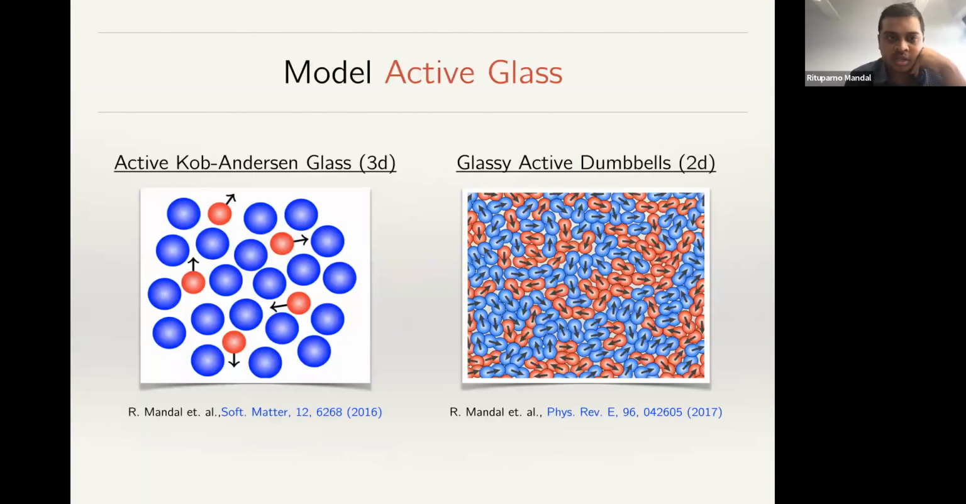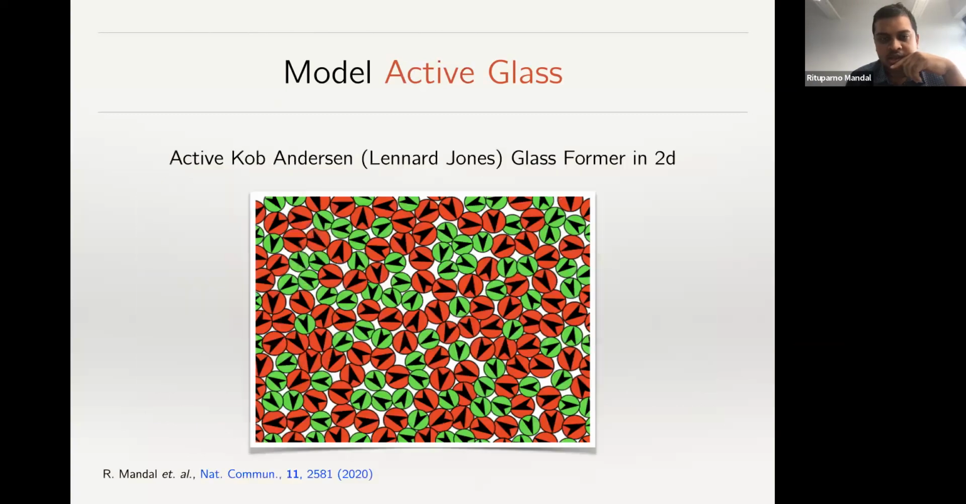So I started working on them, where I started to look at a 3D glass former known as Kob-Andersen glass and included activity in some of the particles. And I also looked at an assembly of dumbbells, but for the interest of time, I will not discuss them today. And the model that I will be discussing in detail is this one. So this is a 2D glass former known as Kob-Andersen glass, and this is essentially just the active version of it. So here is a schematic.